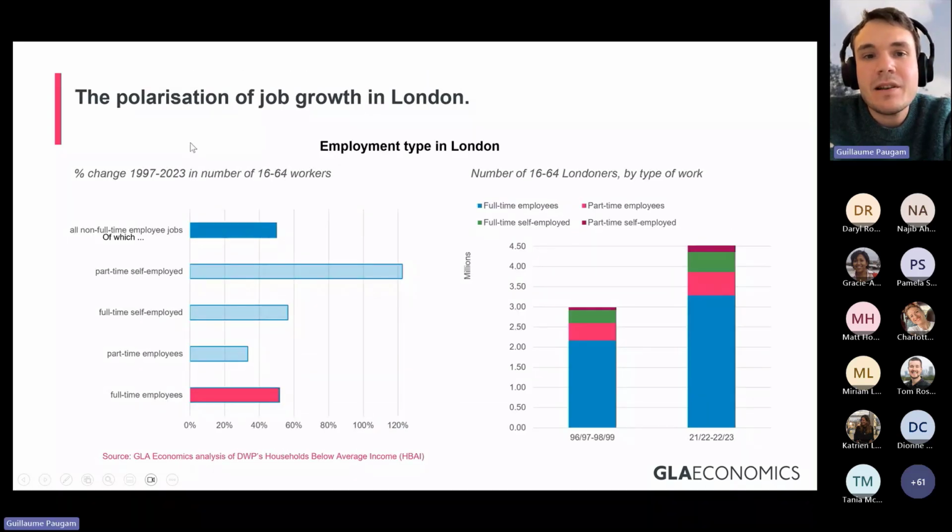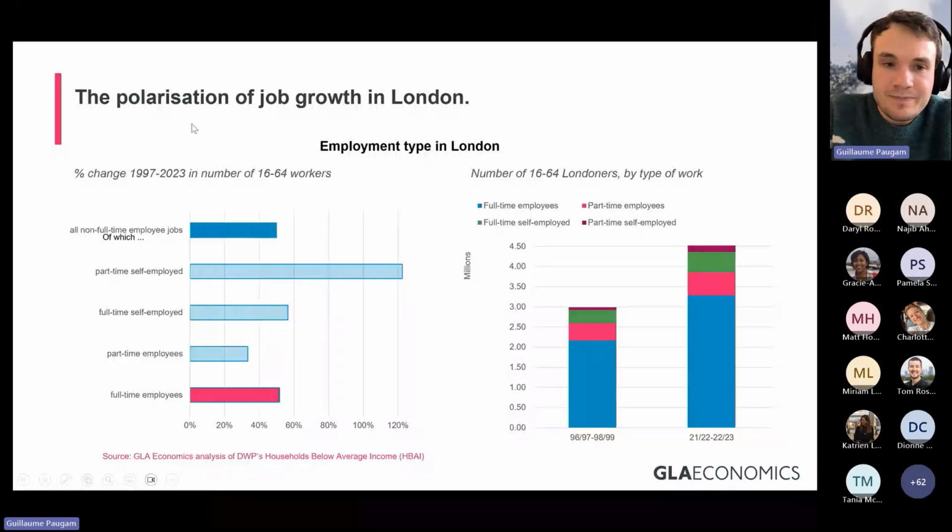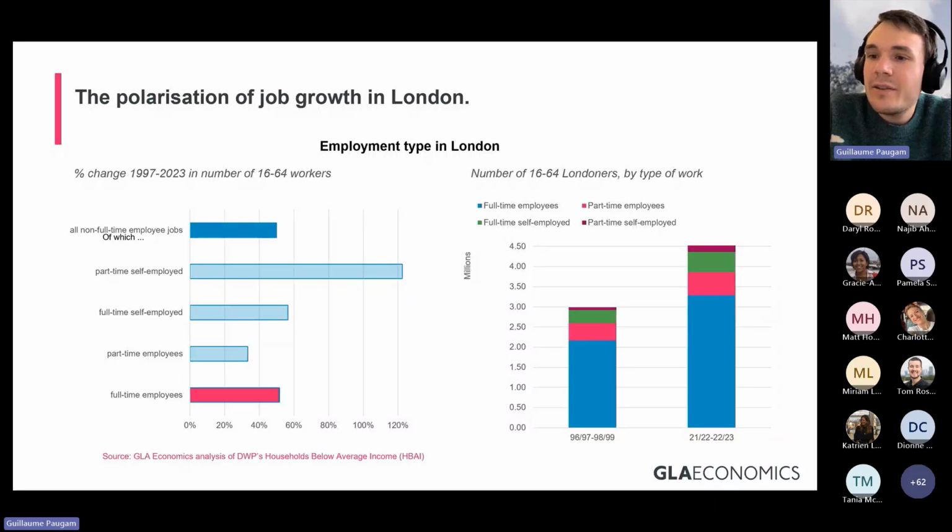And therefore, this prompted me to look more into what type of jobs resident Londoners have and what type of jobs have been created in London. And what I want to emphasize here is that the story of rising in-work poverty is not a story of us just creating precarious jobs, because that's not entirely true. It's more that the jobs that are being created really polarize.